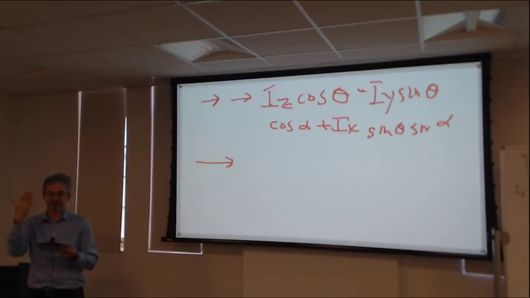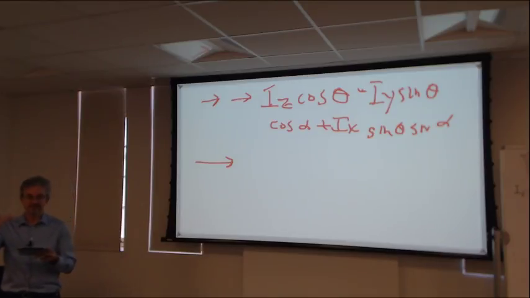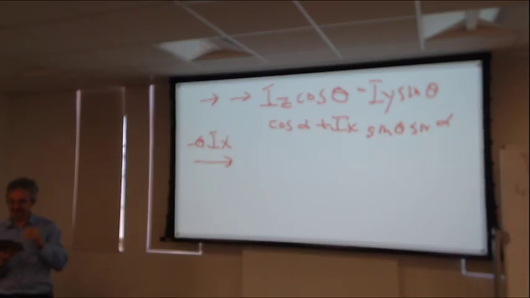We then did the rotation around Z, and now we have to undo the first rotation to come back to the original frame. So that means rotating around X by minus theta. So we bring the magnetization back to where it started. We have to rotate by minus theta around the x-axis.